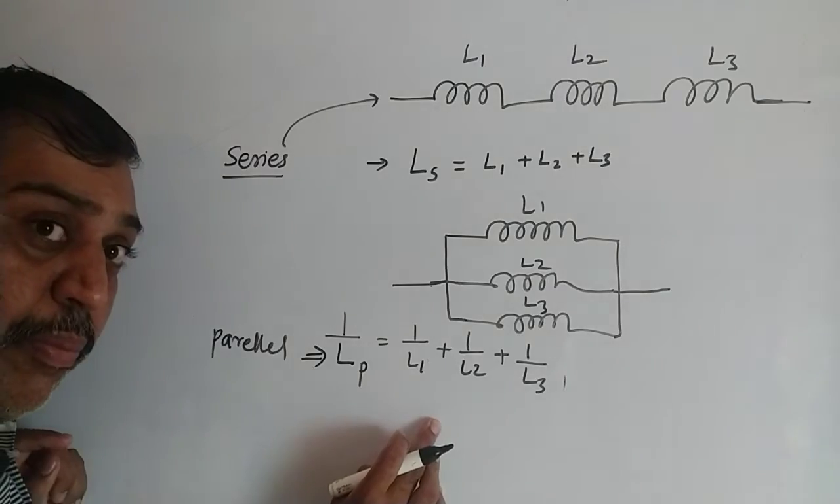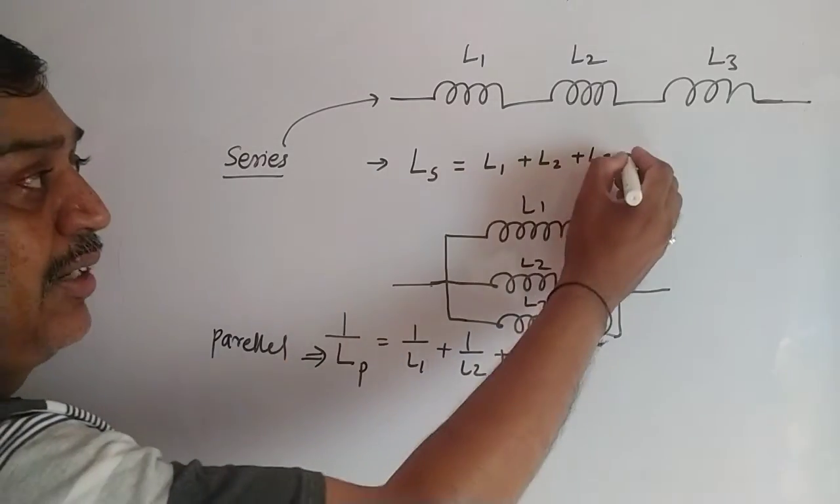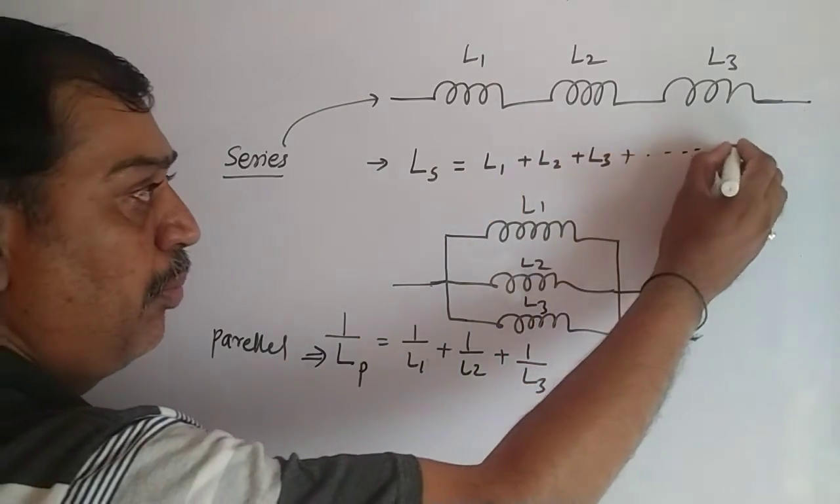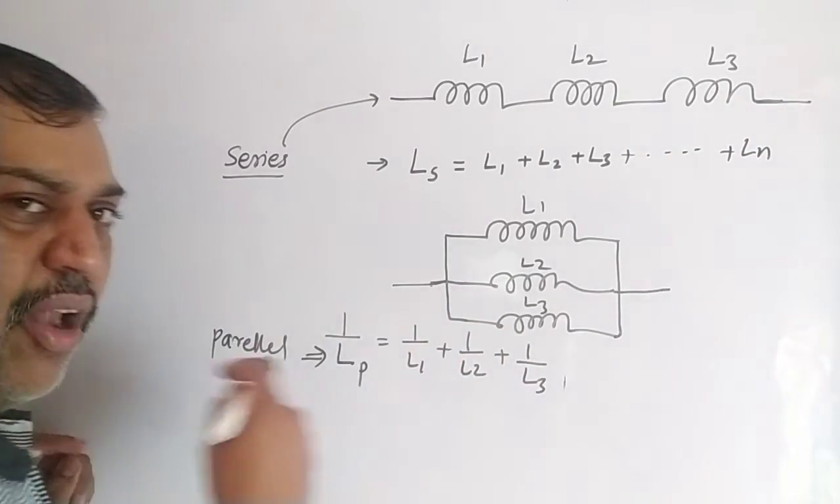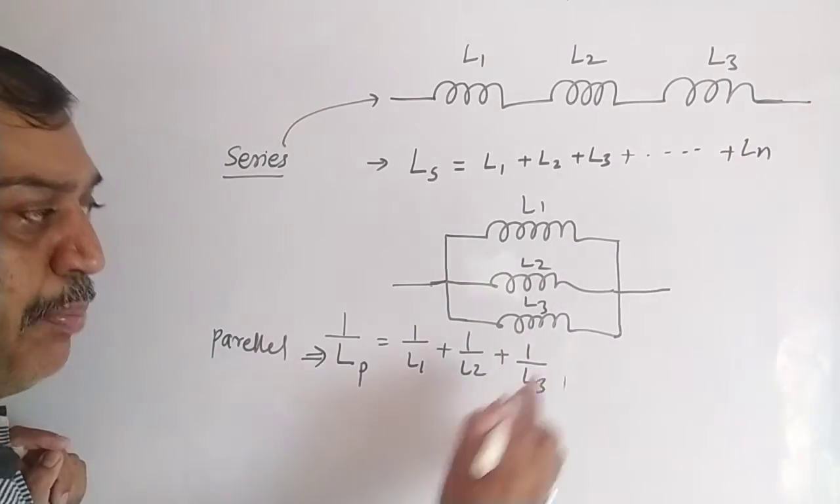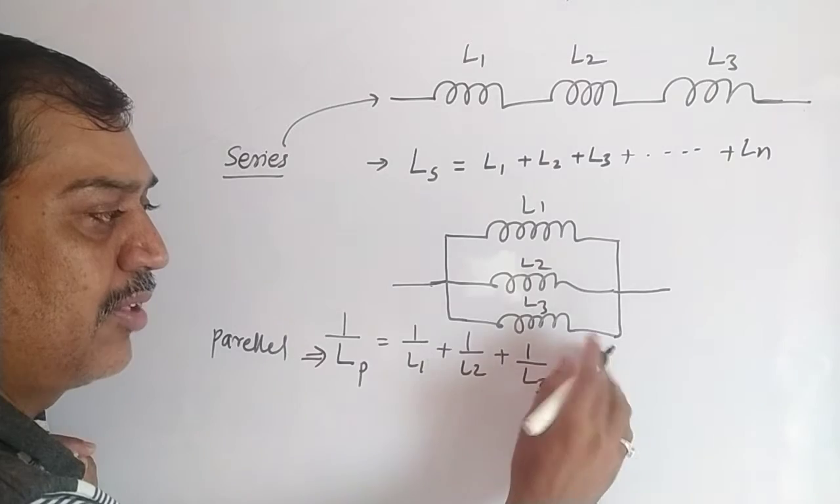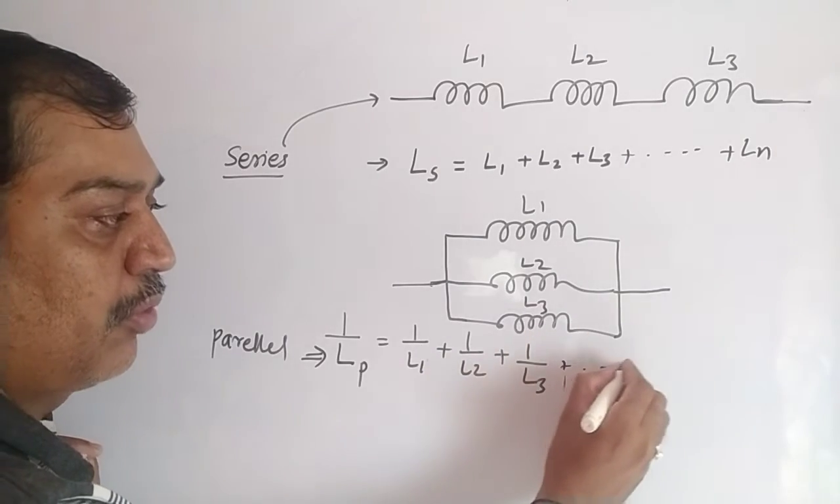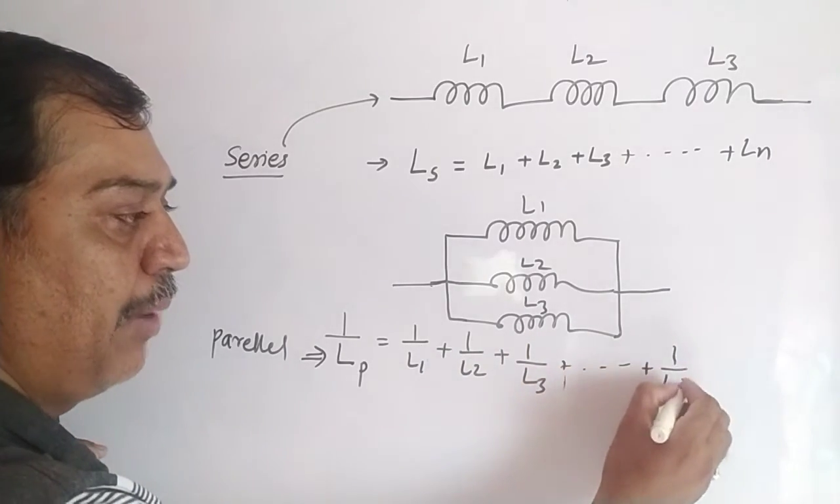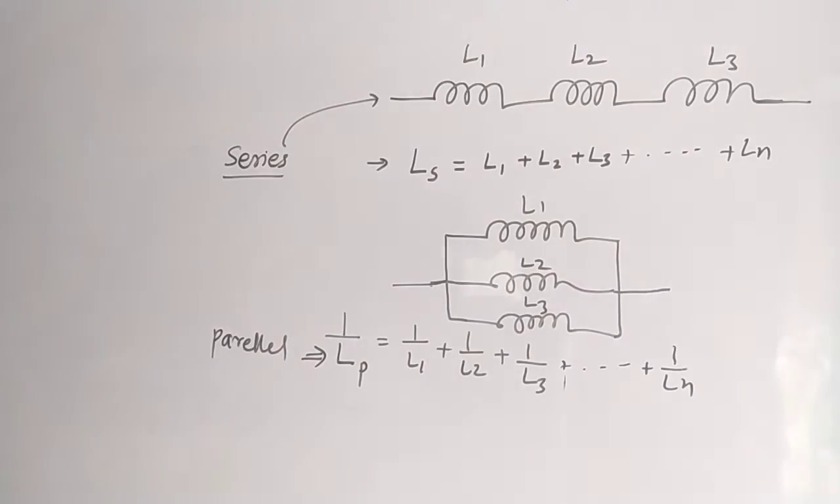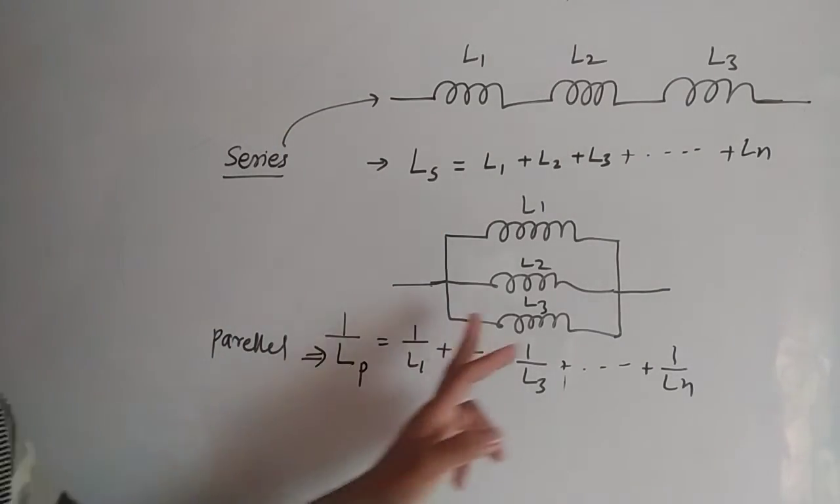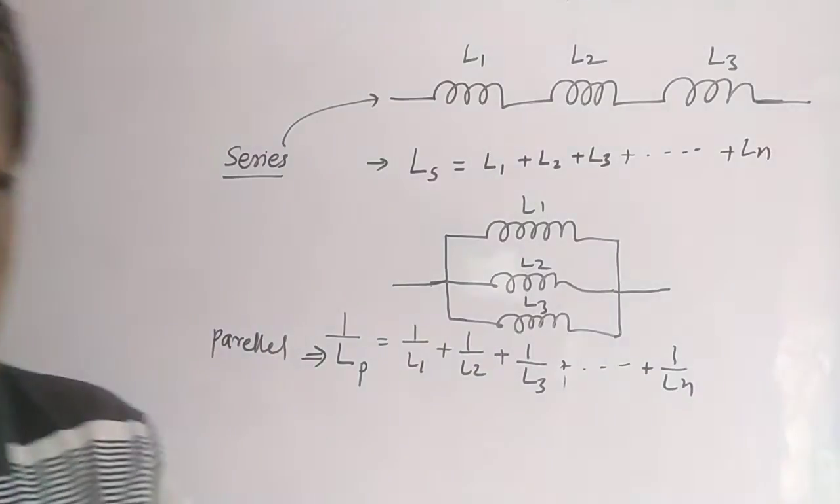If n number of inductors are connected, then L equals L1 plus L2, and so on up to plus Ln. Add all the inductors in series. In parallel, add all their reciprocals, plus so on up to plus 1 divided by Ln. So this is nothing but the series combination, and this is nothing but the parallel combination of inductors.